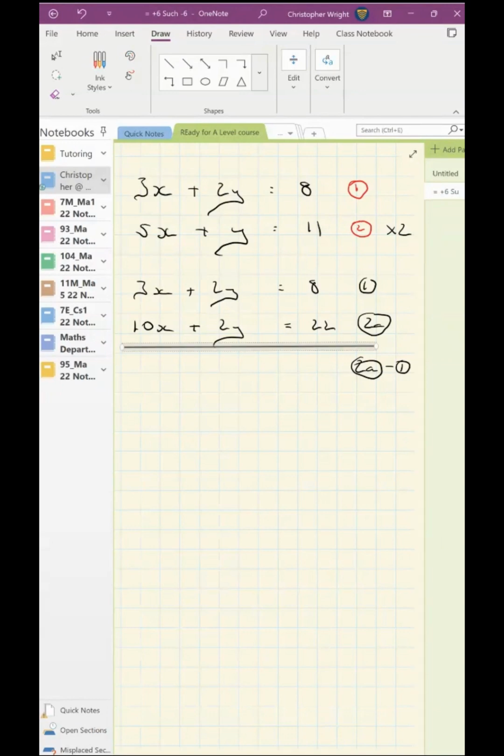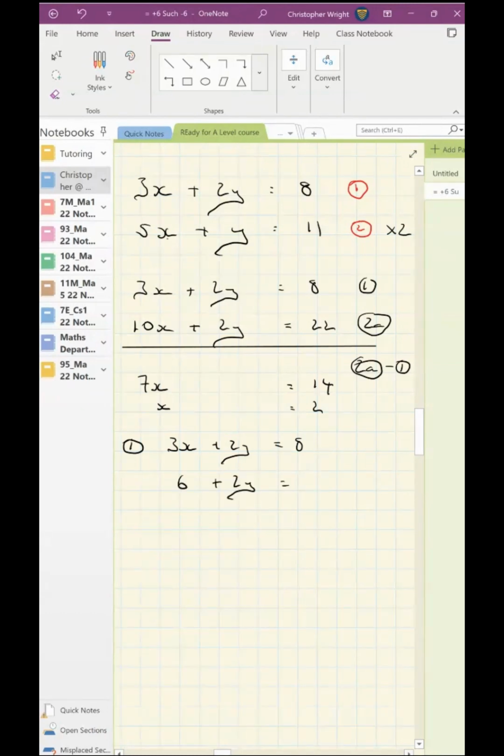Right, 10x minus 3x is 7x. 2y minus 2y is nothing. And 22 minus 8 is 14. So 7x is 14, so x equals 2. Right, I'm going to use equation 1 to work out what y must be. I'm writing down equation 1. X is apparently 2, so 3x is 6. So I have this equation here. And so that gives me y is 1.